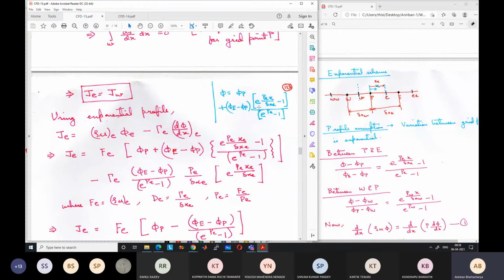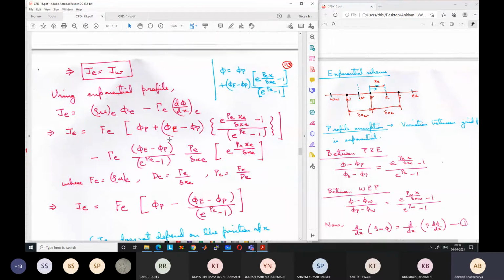The derivative of e to the power p x by delta xc is p by delta xc into e to the power p x by delta xc. So you replace x by xe, and ultimately you get this term. So this is equal to gamma e (phi e minus phi p) by (e to the power p minus 1) times p by delta xc times e to the power p. This is the value of Je after using the exponential profile. It looks complicated, but it's actually not very complicated. It's just replacing those values.